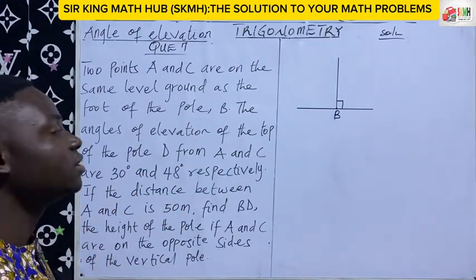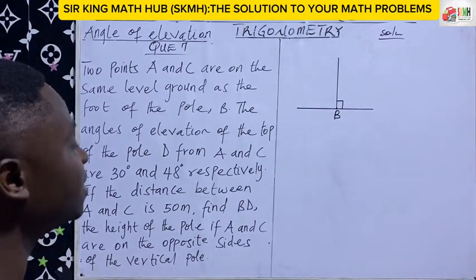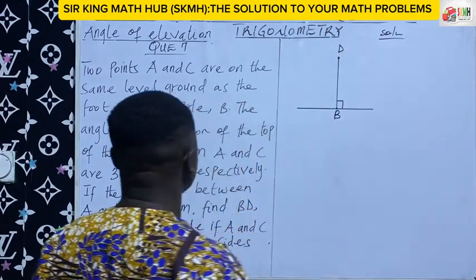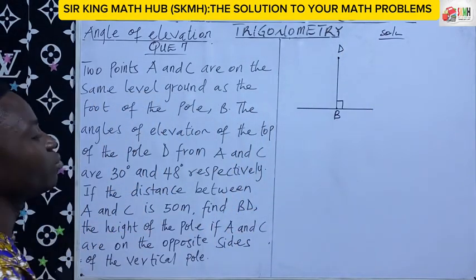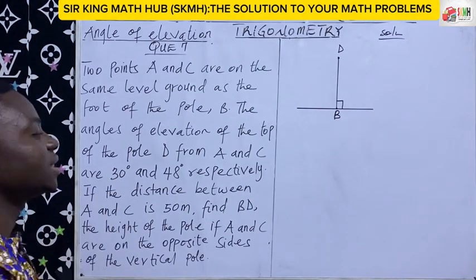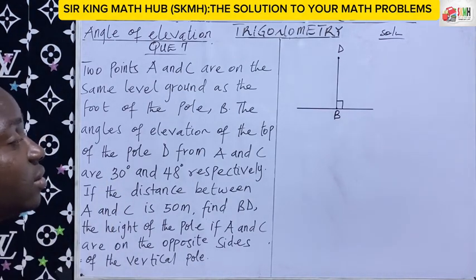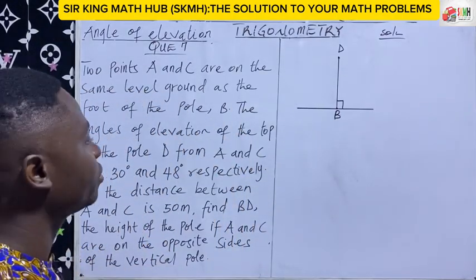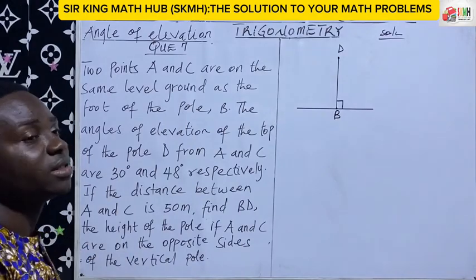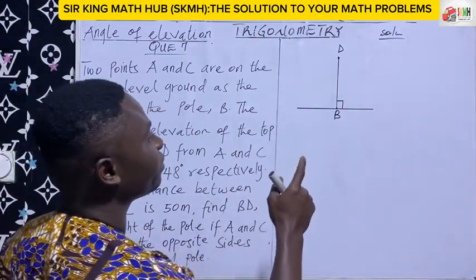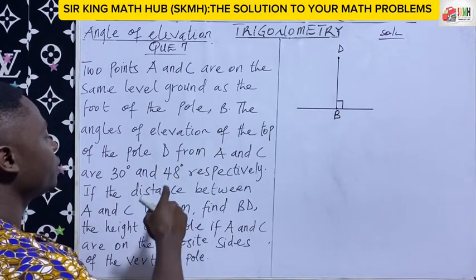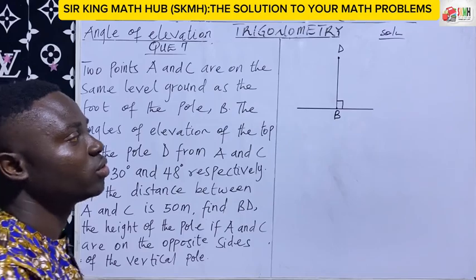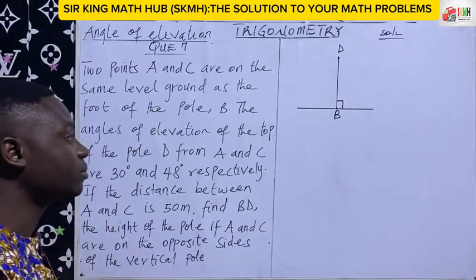The angles of elevation of the top of the pole D. So it means that the top of the pole should be labeled as D. From these two points, point A and point C, measures 30 degrees and 48 degrees respectively. It means that when you measure the angle of elevation of the top of the pole from the point A, that should give us 30 degrees. And when we measure the angle of elevation of the top of the pole from the point C, that should give us 48 degrees. But since we don't know the exact position, let's keep on reading.